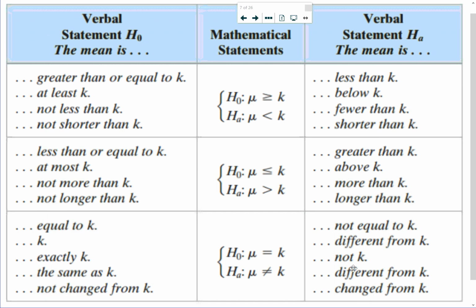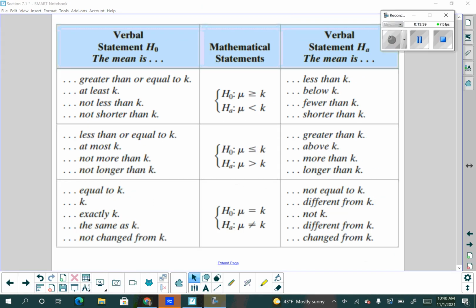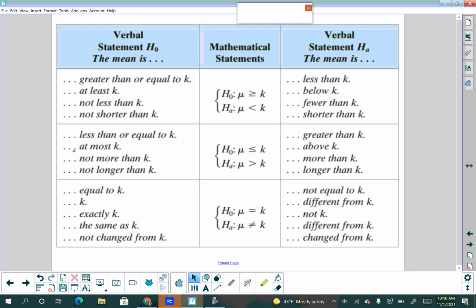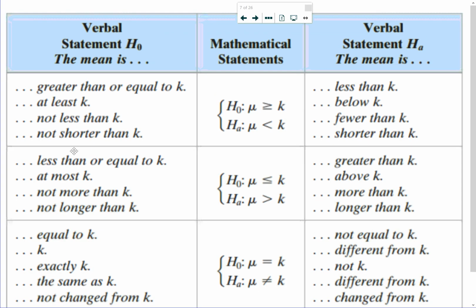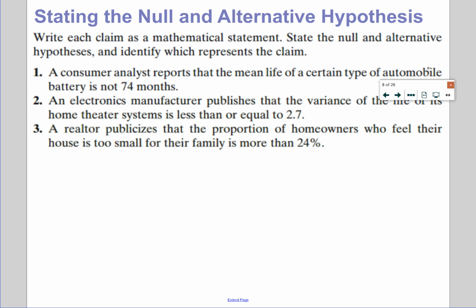And then the ones for equal to, not equal to at the bottom there. I'll give you guys a minute to get these all written down, and then we'll practice with them. Are we good? Do you have them? Okay. All right. So we're going to do these few together here, and then you guys will have a chance to try it. So each of these is a claim that we're going to write as a mathematical statement.